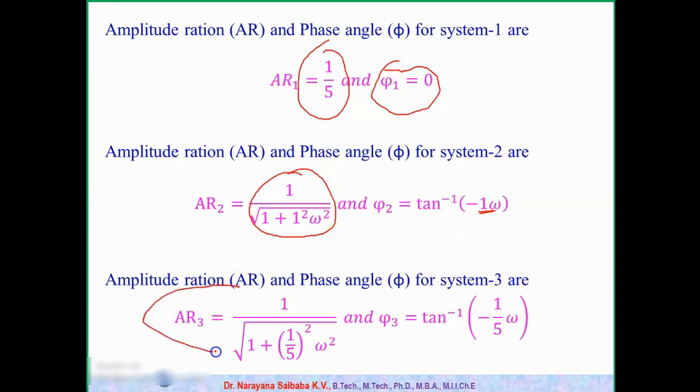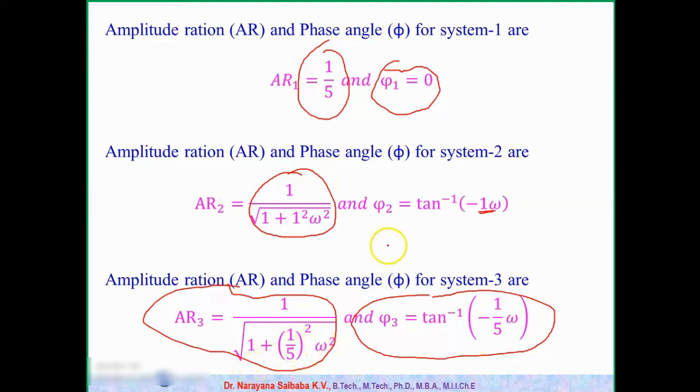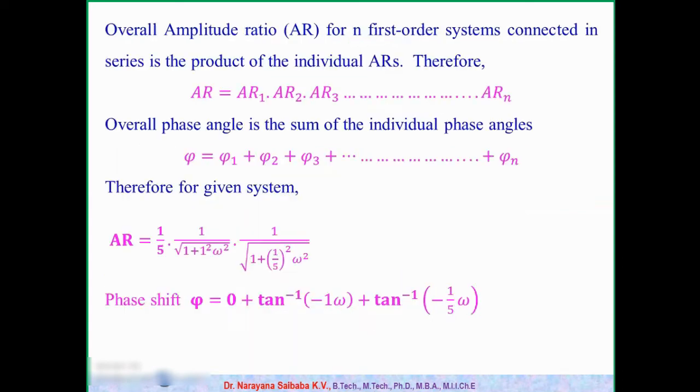So in this way we'll get 3 formulas. For system 1 we'll get AR1 equal to simply 1 by 5. For system 2 we'll get AR2 equal to 1 by root over 1 plus omega square. For system 3 we'll get AR3 equal to 1 by root over 1 plus 1 by 5 whole square omega square. Similarly, for the first system we got phi value as 0. For the second system, phi equals tan inverse of minus 1 omega. And for the third system, phi equals tan inverse of minus 1 by 5 omega. In this way we have to calculate AR and phi values.